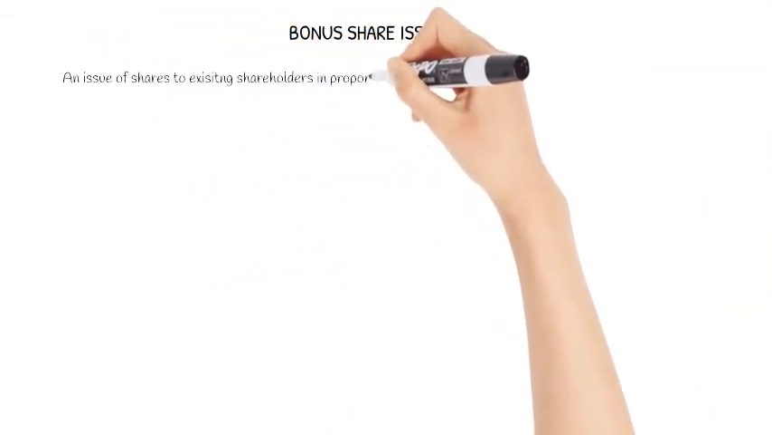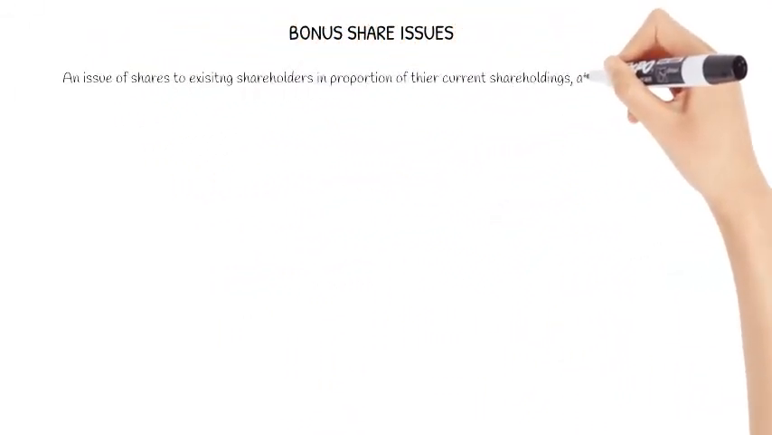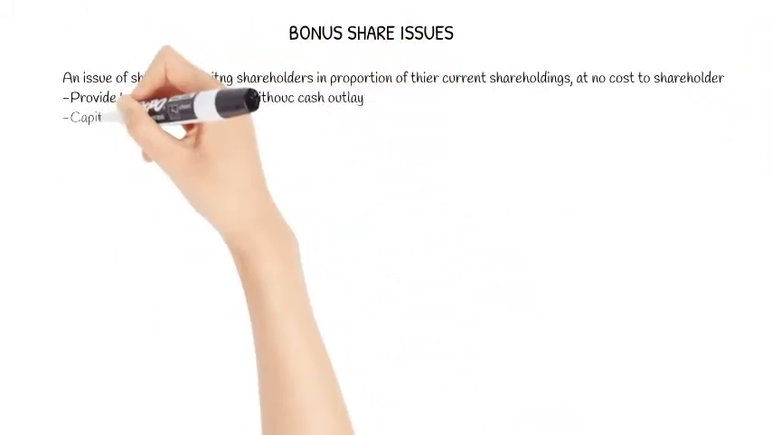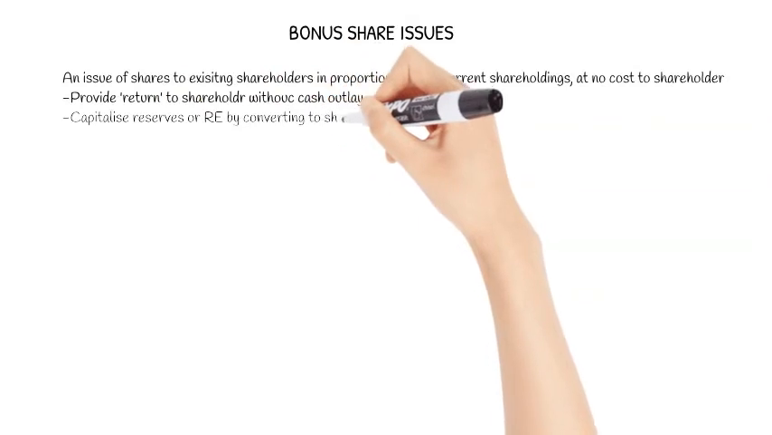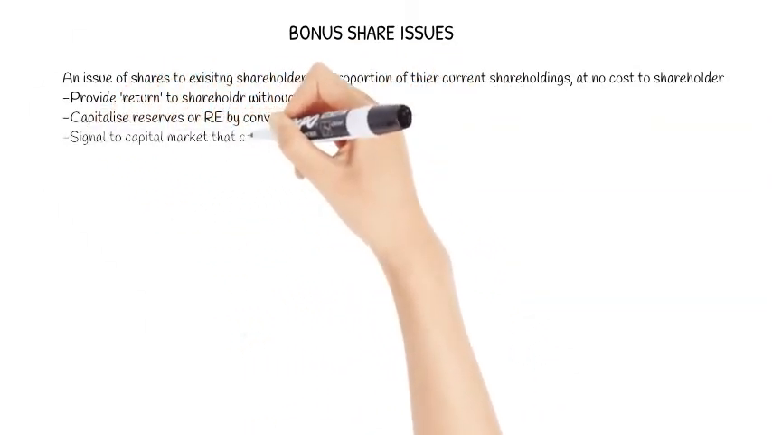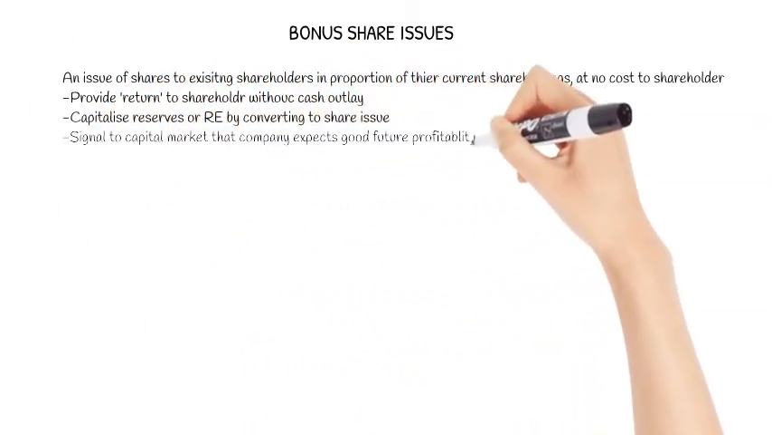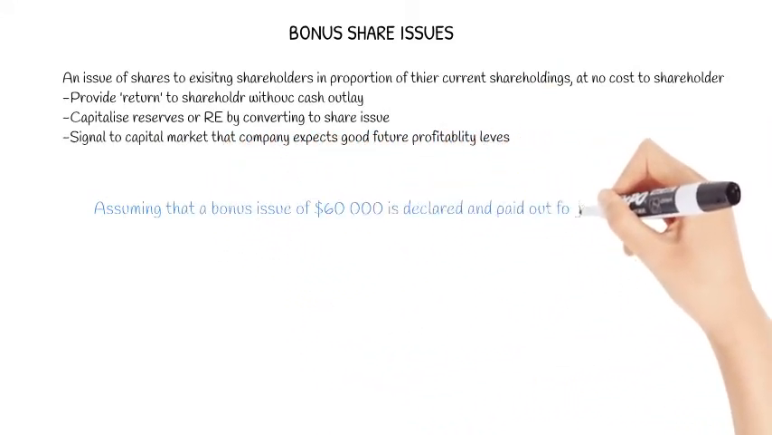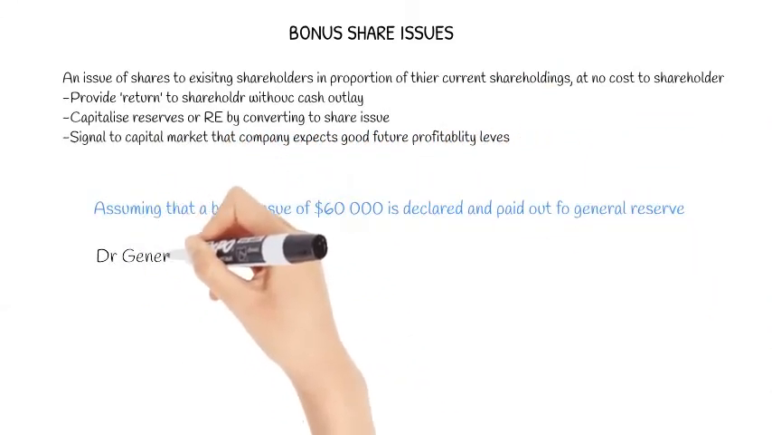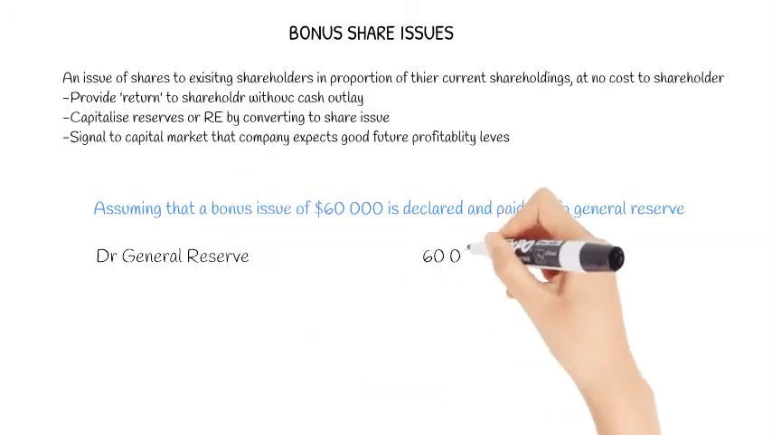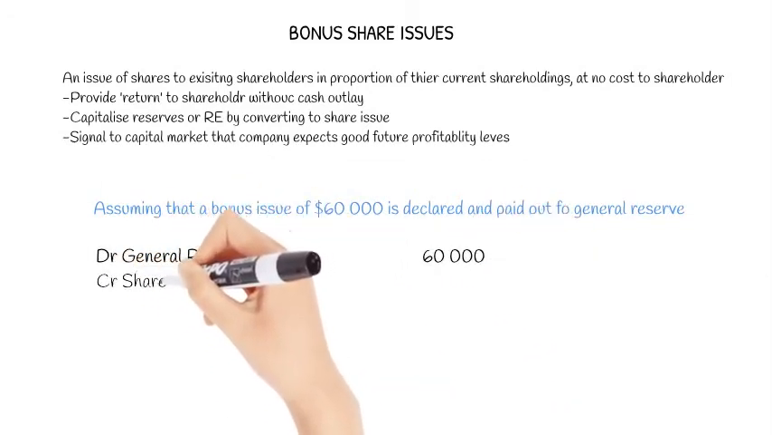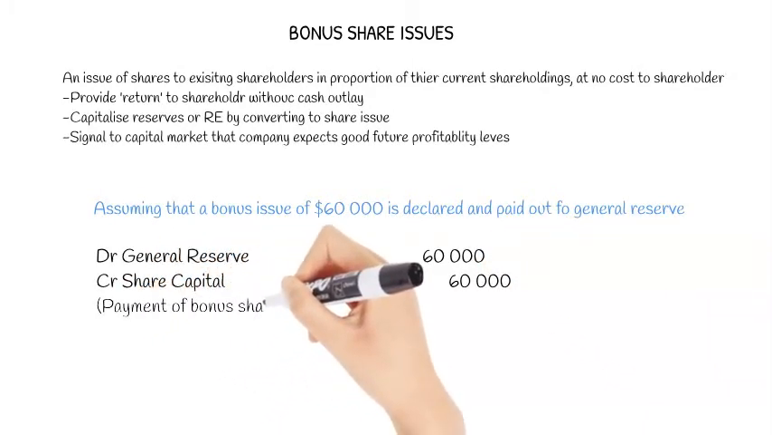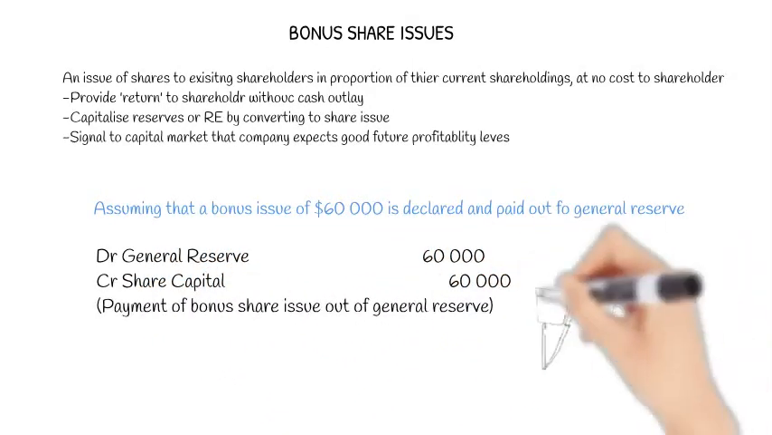Sometimes, company might decide to provide return to shareholders without any cash outlay. This can be done through issuing bonus share. When the company issues bonus share, that means the shareholders will receive more shares. By assuming the bonus share issue of 60,000 is declared and paid out of general reserve, the accounting entries will be general reserve debited by 60,000, share capital credited by 60,000.